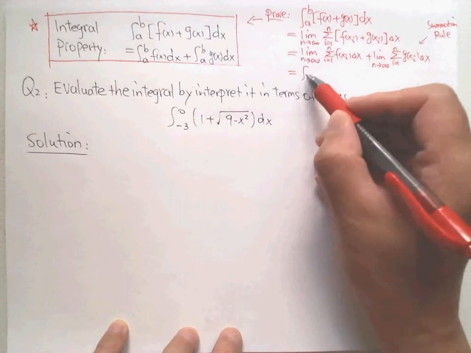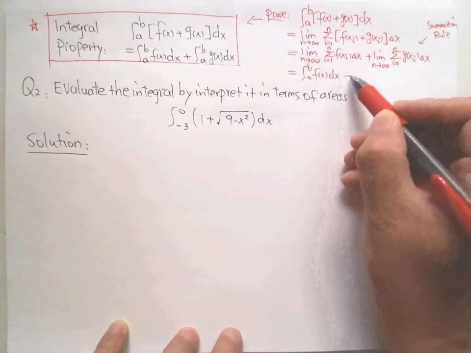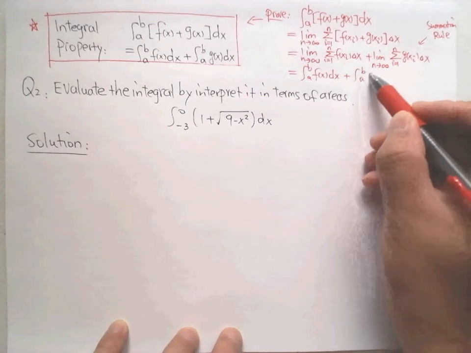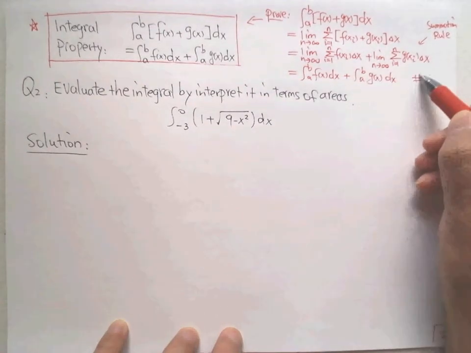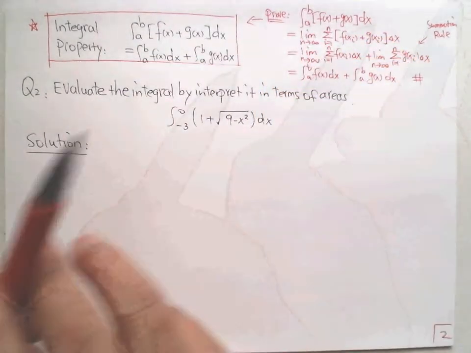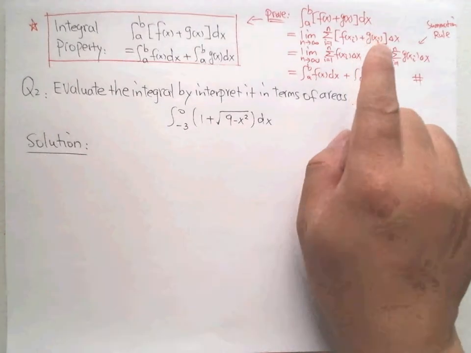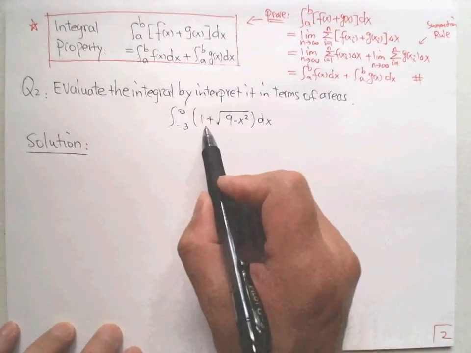So use the limit definition. The first is the integral from a to b of f(x) dx. The second is the integral from a to b of g(x) dx. Okay, so this is the definition. This is the proof. It's easy to prove if you use the limit definition. So now we can move to these questions.